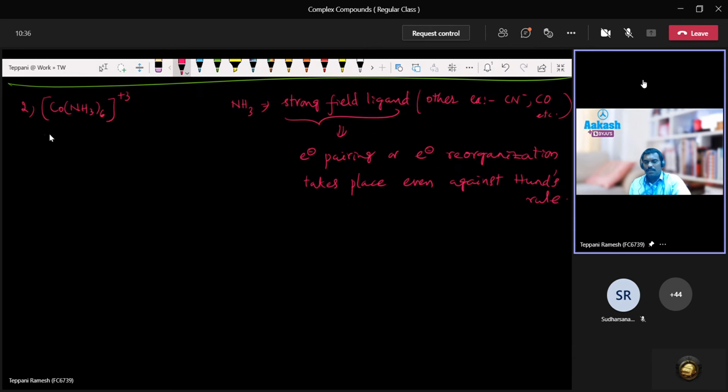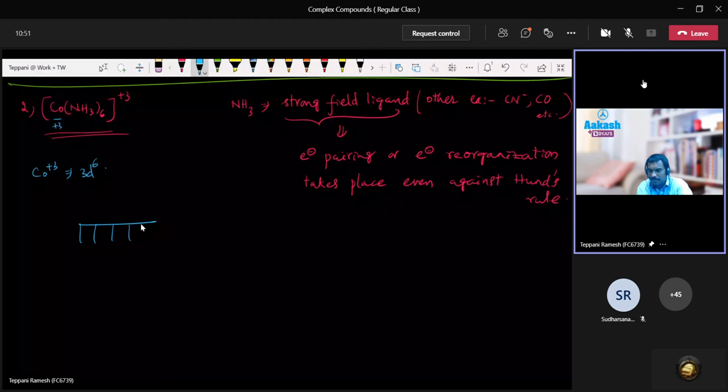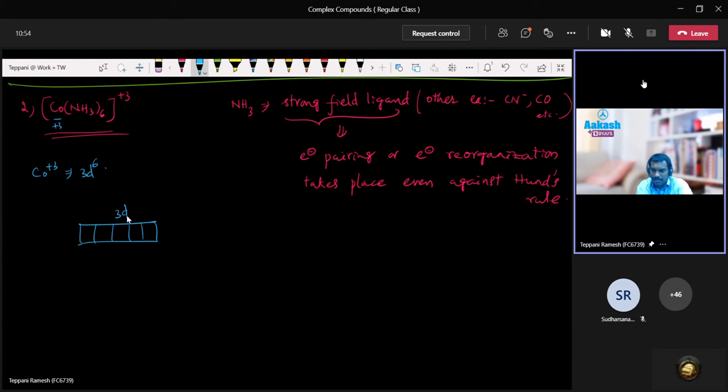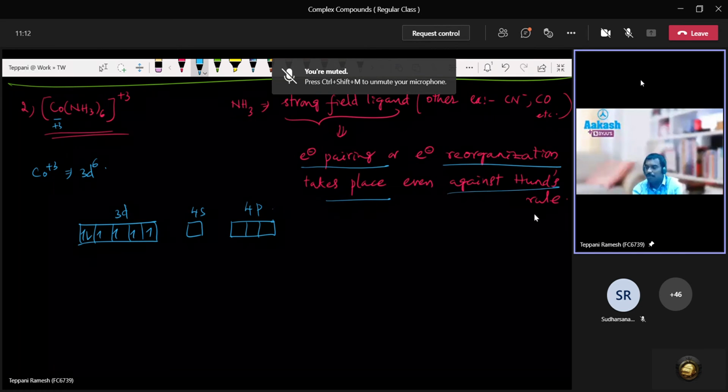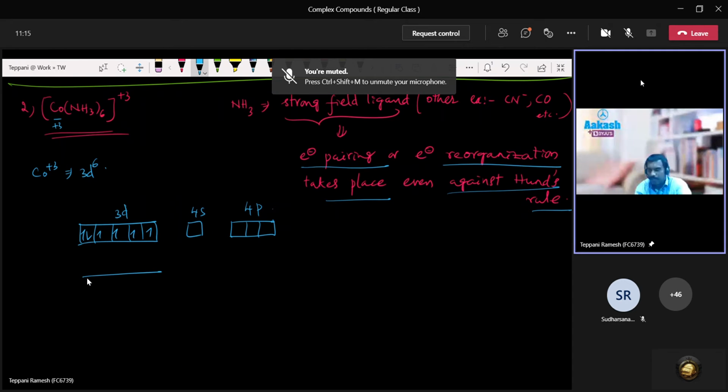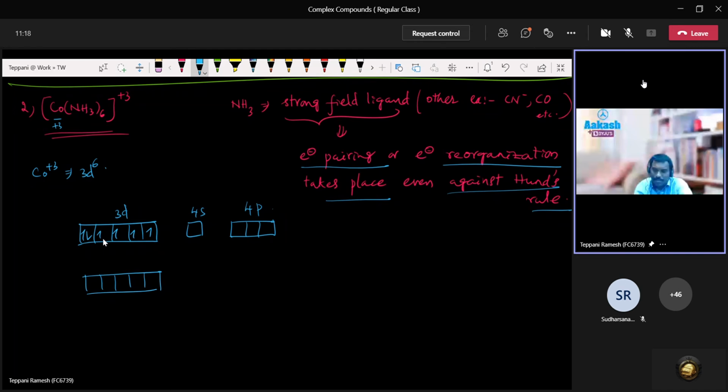So now you see here also cobalt plus 3 only. Cobalt plus 3, you already wrote, right? 3d6, 1, 2, 3, 4, 5, 6. Then 4s, 4p. But electron pairing can take place even against Hund's rule. This is paired here, this is paired here.